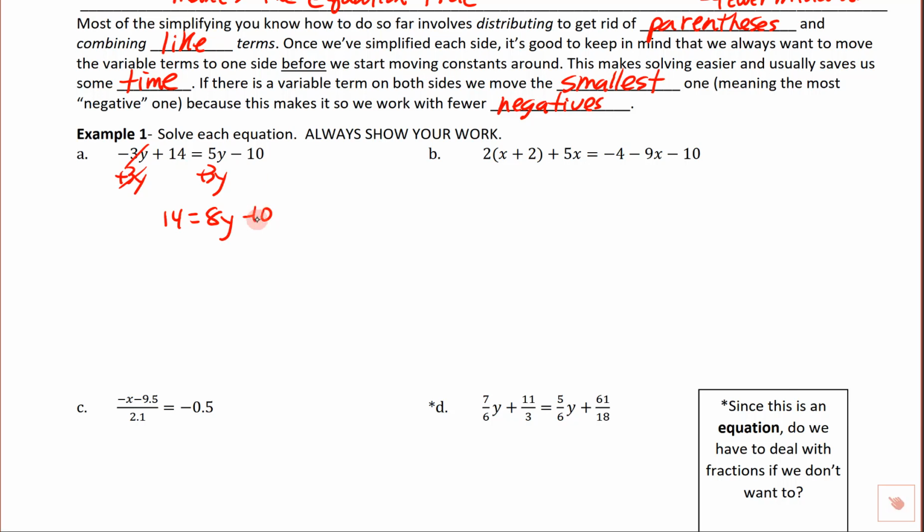This now is a 2-step equation, so I need to move that -10. I'm going to add 10 here. So this is 24 equals 8y. We're going to divide both sides by 8, and we get 3 equals y, and there's our answer.